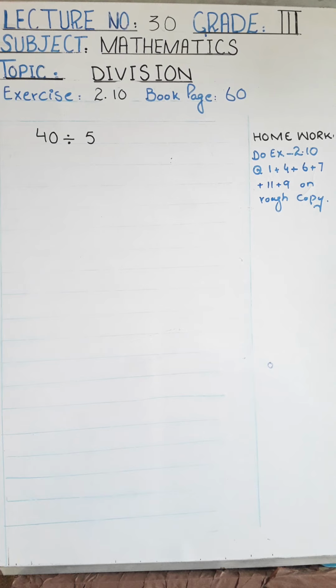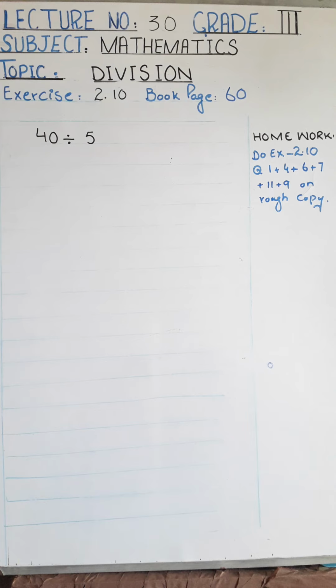Students, in the previous lecture, we learned about division. What is division? Division is a short operation for repeated subtraction. Means the division method is used for the repeated subtraction method. Okay, what is division? Division is simply repeated subtraction. In the previous lesson, we solved questions by the direct method.